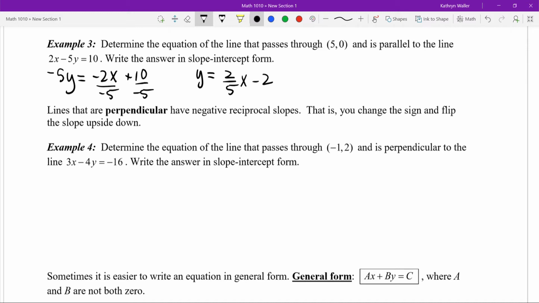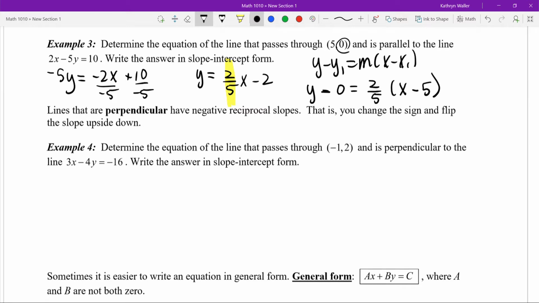I just solved it for y. The only thing I care about is the 2/5. My line is parallel, so I'm going to go y minus y sub 1 equals m times x minus x sub 1. So now I'm going to go y minus the y value, which is 0, is equal to the slope, which is 2/5, times x minus the x value, which is 5.